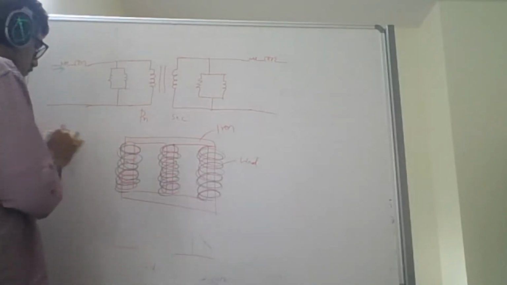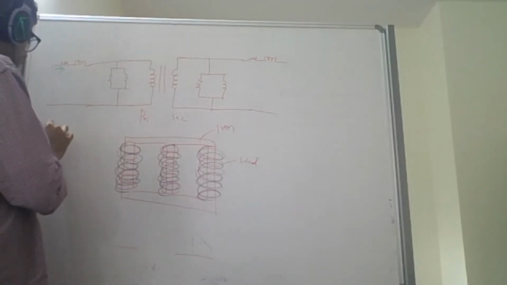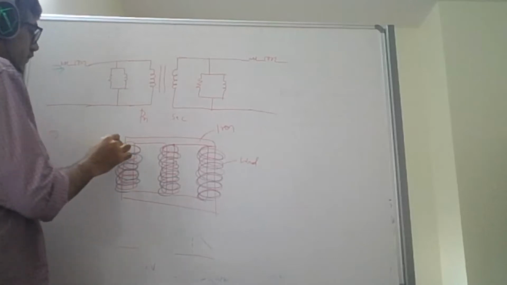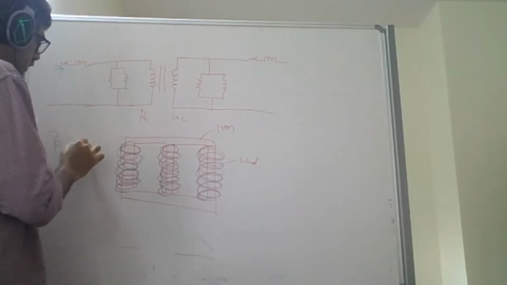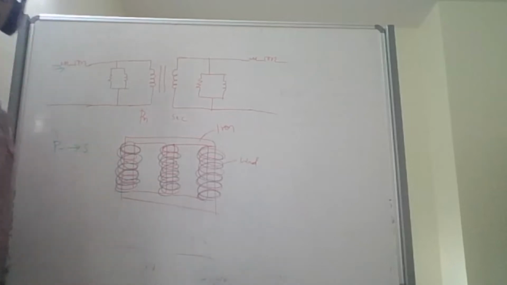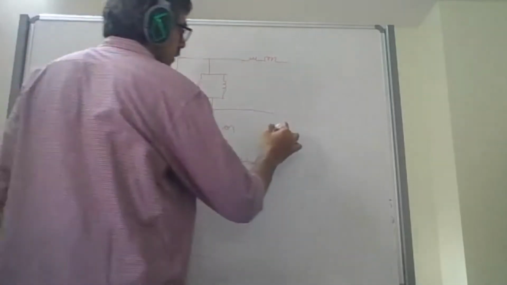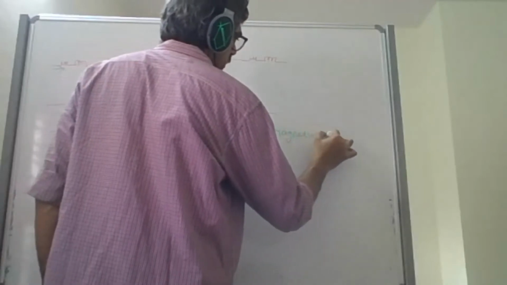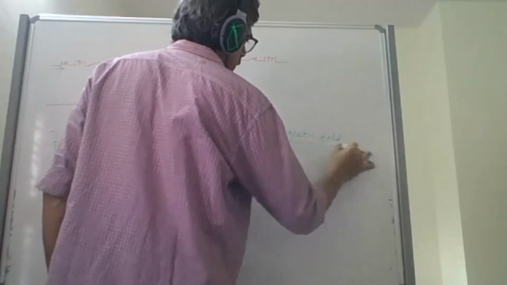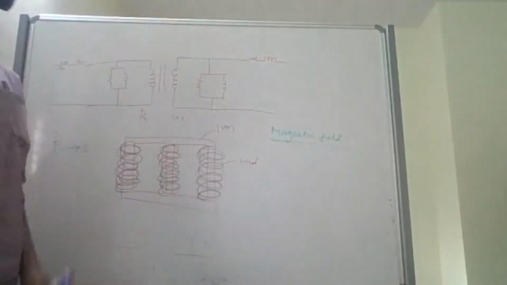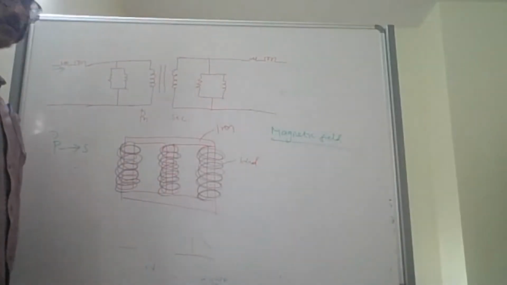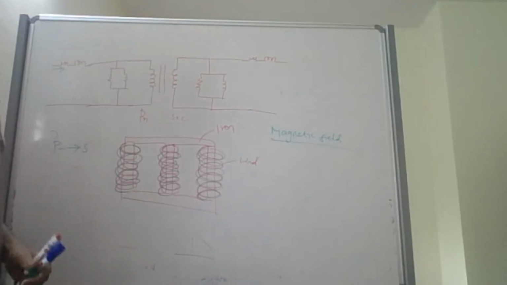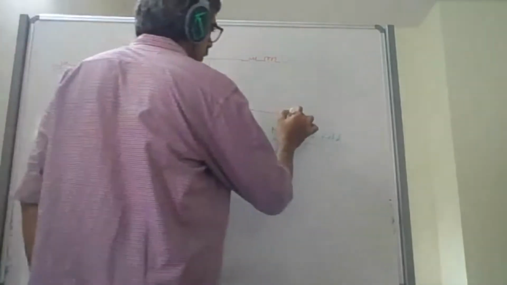See, current has to flow. From this primary winding to the secondary winding, energy has to flow, right? So, where does it flow? It flows in the air. So, in that air, a magnetic field has to be set up, right? So in order to set up the magnetic field, some energy is required. So as soon as you turn on a transformer, the first thing that happens is setting up of the magnetic field.